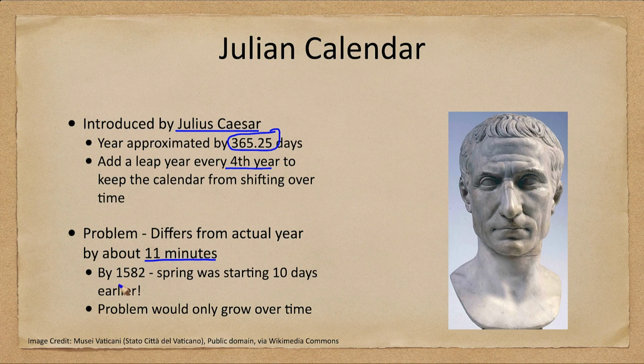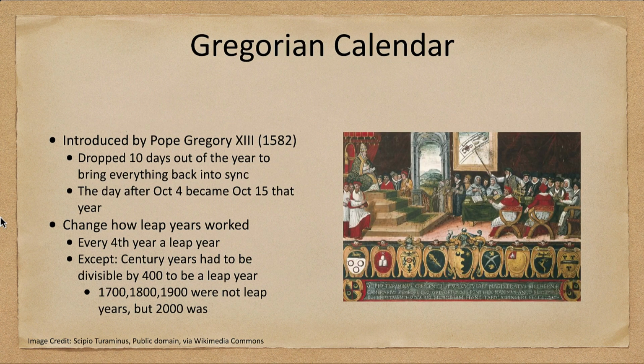However, over more than 1,000 years, by 1582, this 11 minutes a year had added up to 10 days. So now spring was starting 10 days earlier, and this problem would only continue to grow. So what could be done? Well, we had to redo the calendar, and that was done in 1582. And that is what we use, the Gregorian calendar given by Pope Gregory the 13th.